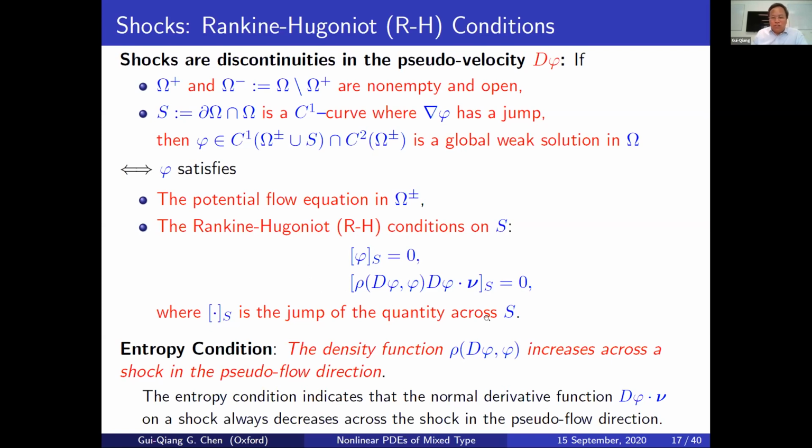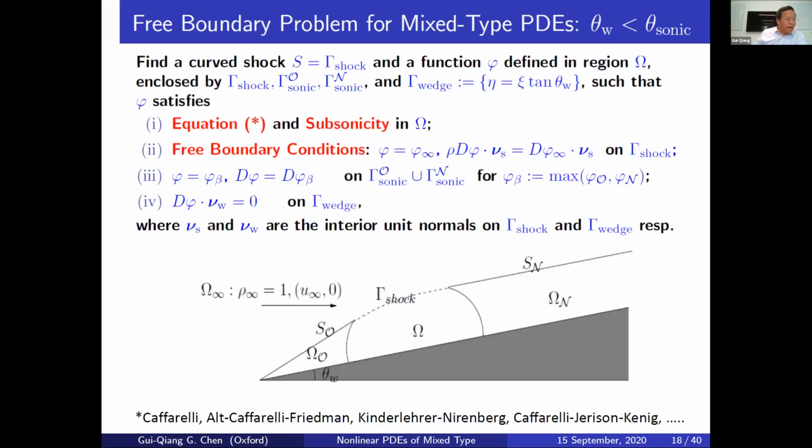For mathematicians, this is just a basic requirement when we try to get a global solution that satisfies the equation in the sense of distribution. So this is normal, in this case, the two algebraic conditions. Then of course, it must satisfy the entropy condition determined by thermodynamics, which in this case means the density increases across the shock in the direction of the flow. So such a kind of curve we call a shock. Now with that, we can reduce the problem to a boundary problem for a mixed type PDE.